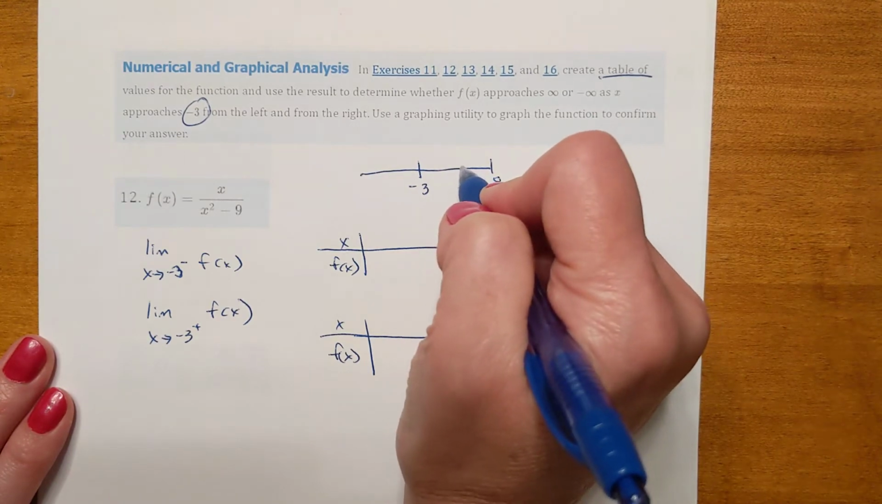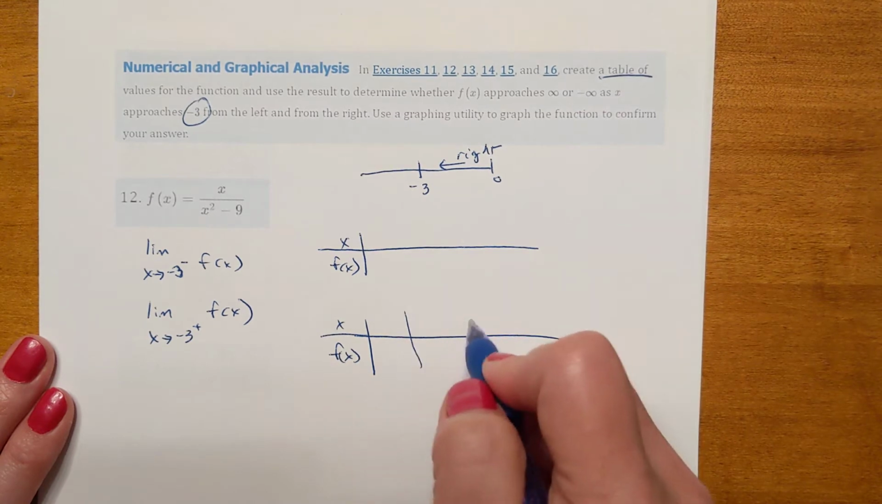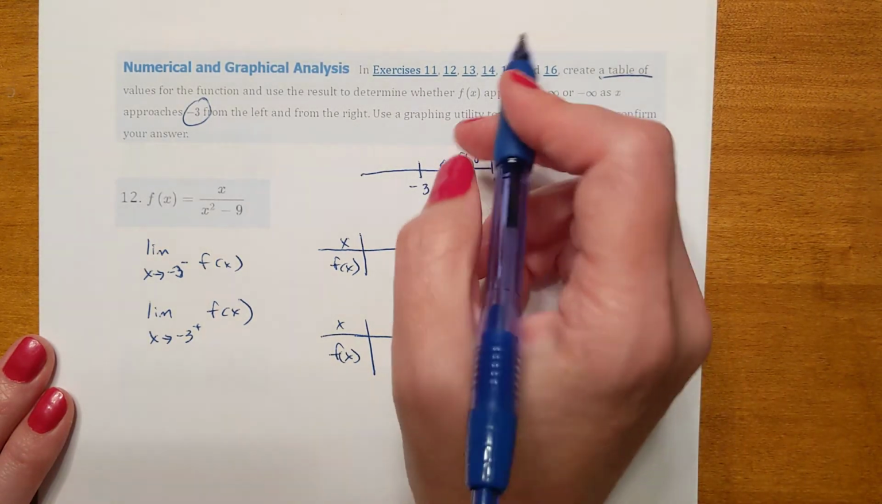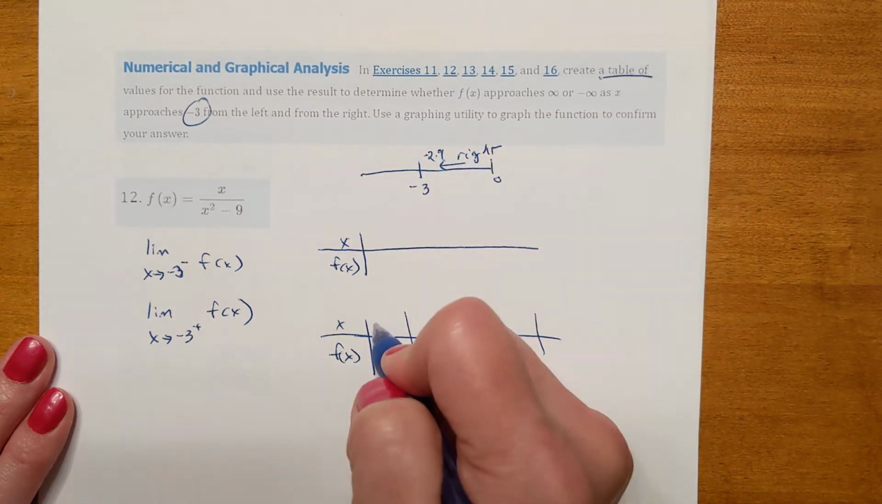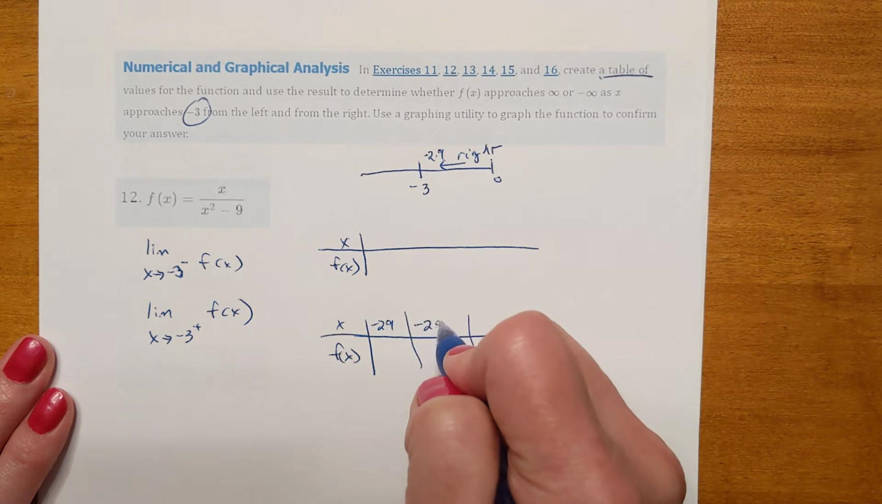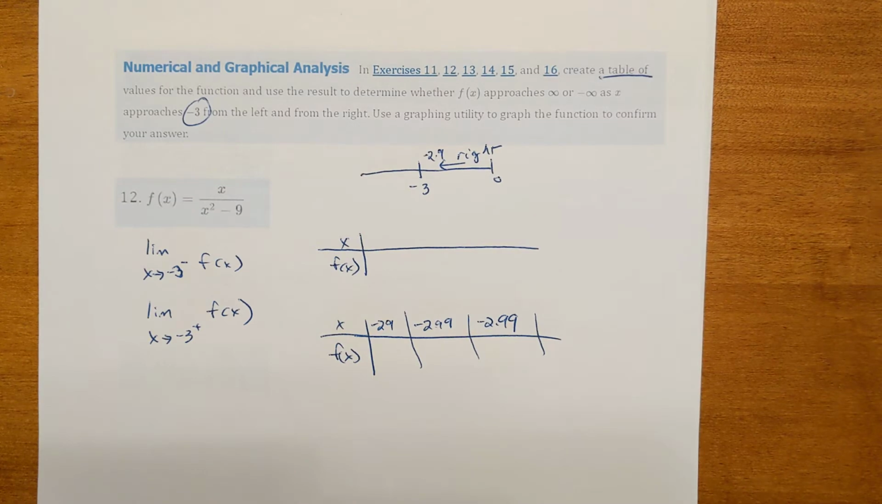So coming in from the right, getting closer and closer to negative 3, when you get really close to it, it's like negative 2.9. And then even closer, negative 2.99. And even closer than that is negative 2.999. Just keep adding 9s on it. And then I'm hoping I use the same numbers. I'm checking. Oh, I did. Life is good.